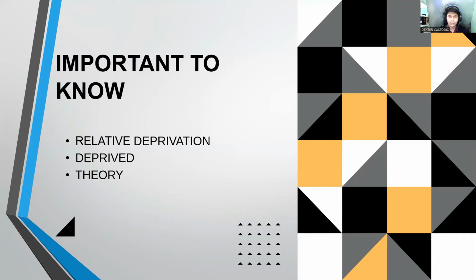Now let's define deprived. It's not having enough of the necessities of life or a lack of positive opportunities and experience. One example of this is a child who has never been sent to school. And the last, theory: an untested hunch or a guess without supporting evidence.